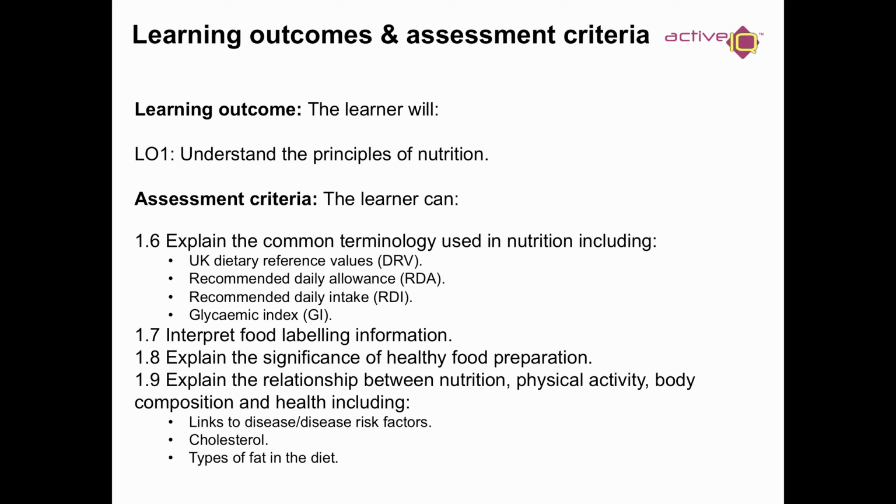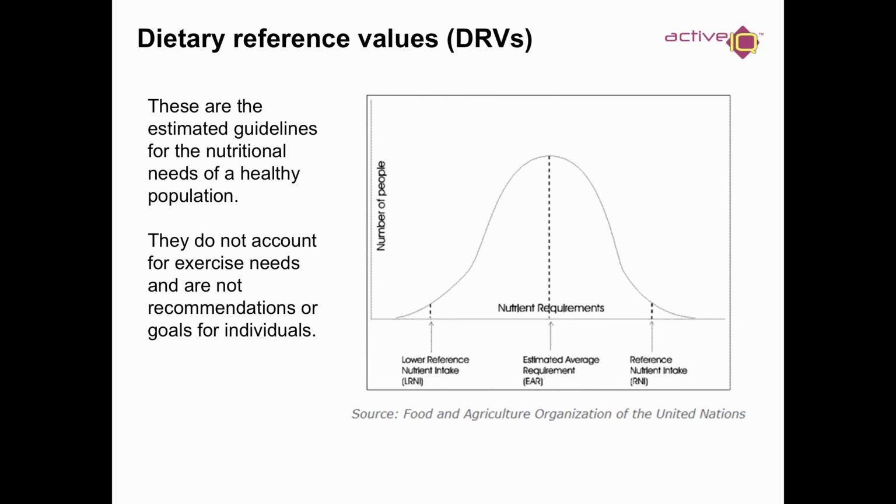We'll have a little look at food labels and how to read them and interpret them in the right way for yourself and for your clients. We'll understand the significance of healthy food preparation, and we'll also look at a research task where, if you want to find out more about the relationship between nutrition, physical activity and body composition, you'll be able to do so. But the first thing I want to look at is DRVs, or Dietary Reference Values.